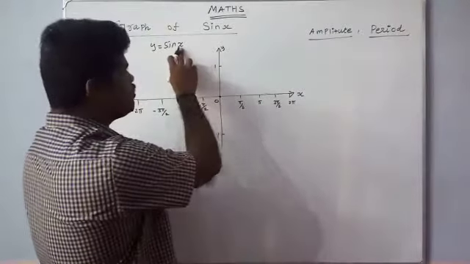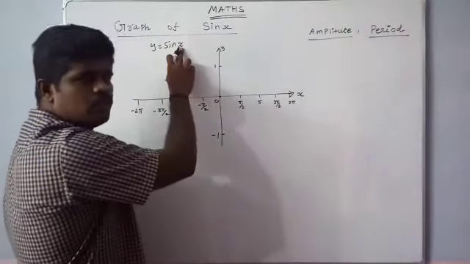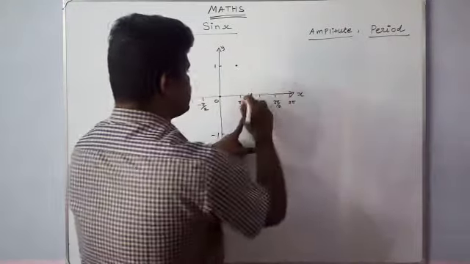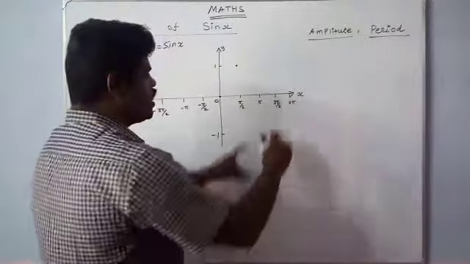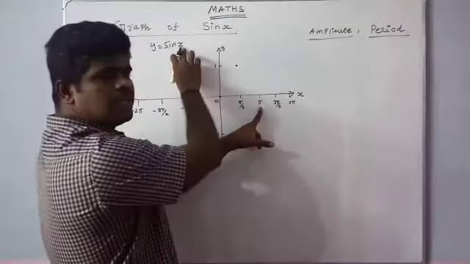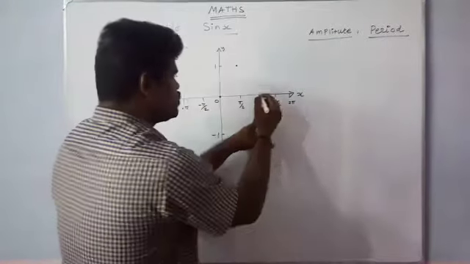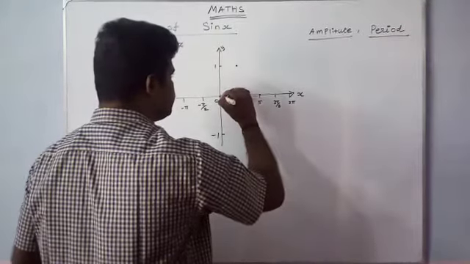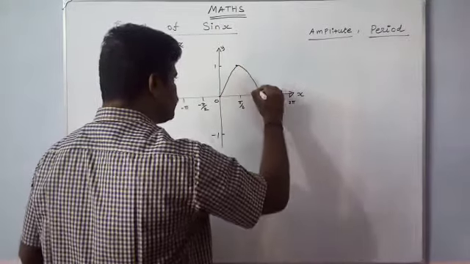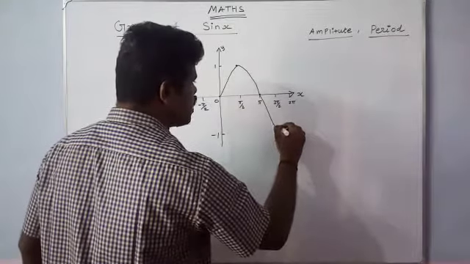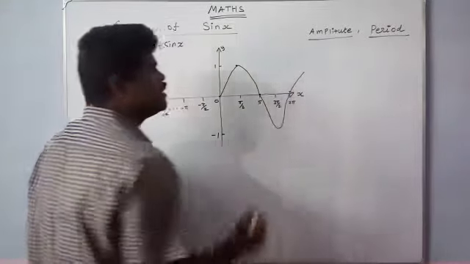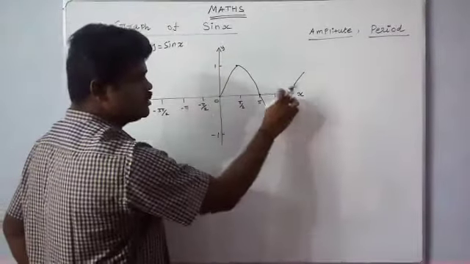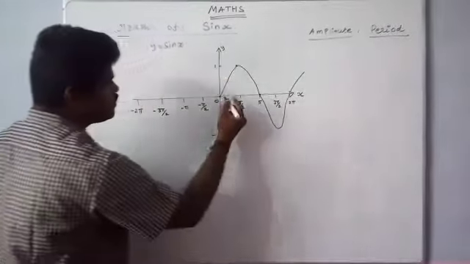If we give x equal to pi by 2, the value must be 1. So pi by 2 comma 1, and if we put pi here, the answer will be 0. So pi comma 0, the graph must be this type. And we go to 2 pi, sin 2 pi is also 0.